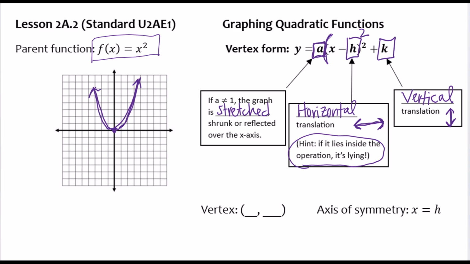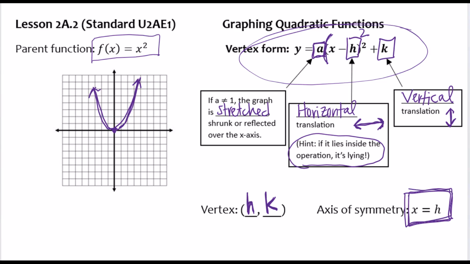Okay, and the vertex is at what? Looking for 2 letters. H and K. So if we're using this vertex form, the vertex is always going to be h comma k. All right, and the axis of symmetry, we're going to talk about that in a minute, is always x equals h. So maybe you want to highlight this, bold it, put a box around it like I am, okay? So the axis of symmetry will always be x equals h. And we'll talk about that very shortly.